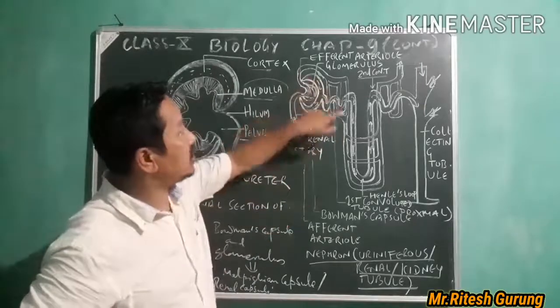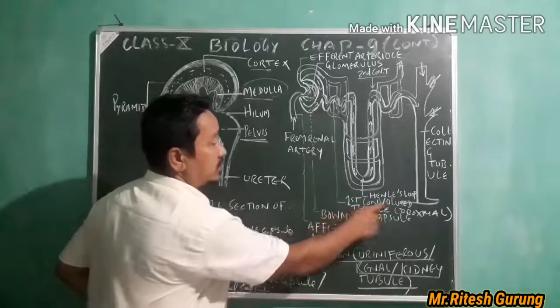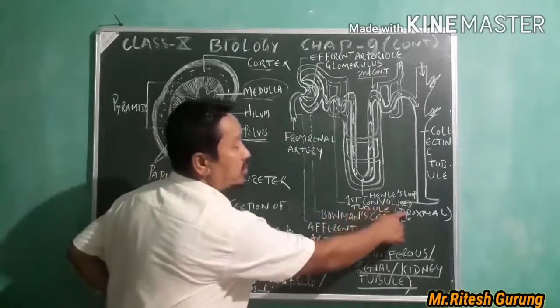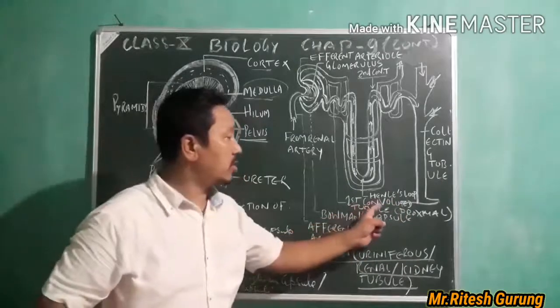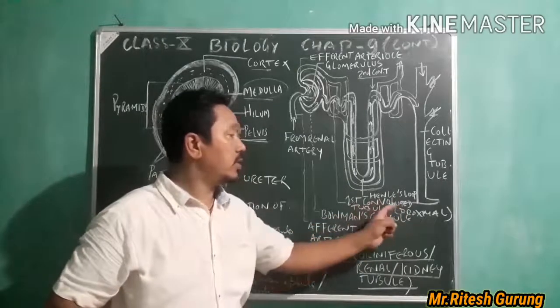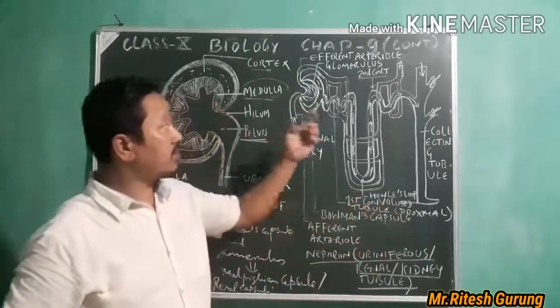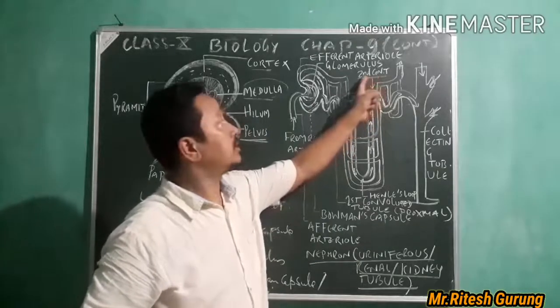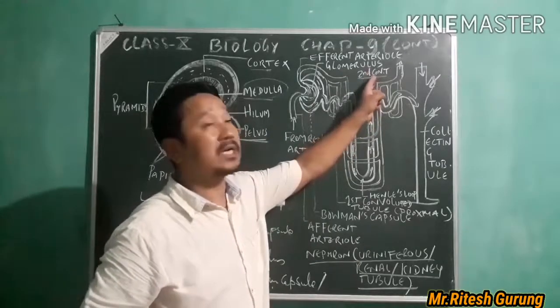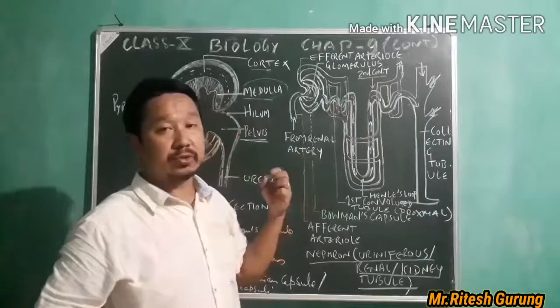The first one, as I have shown out here, is the first convoluted tubule, also called the proximal convoluted tubule. The second one is called the distal convoluted tubule, D-I-S-T-A-L. These two tubules you find out here.